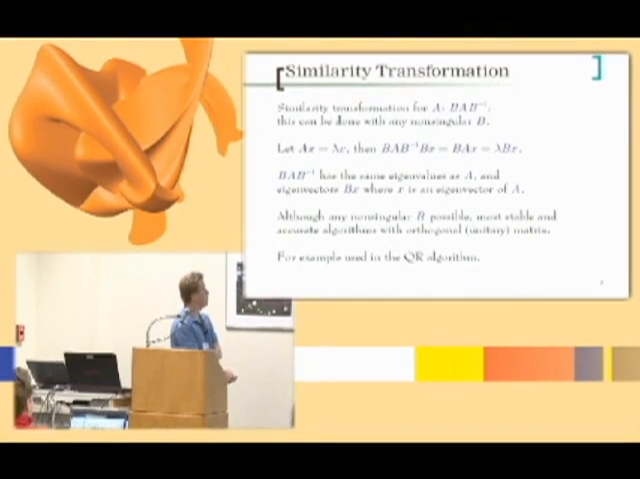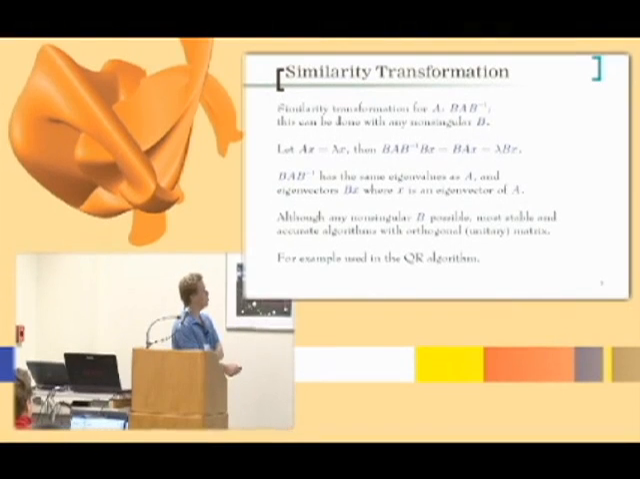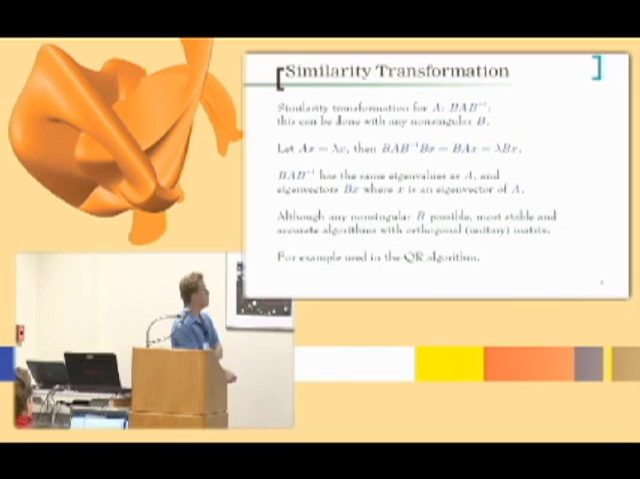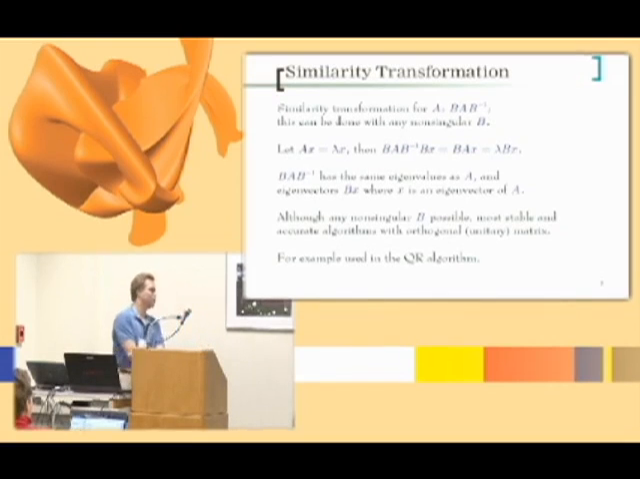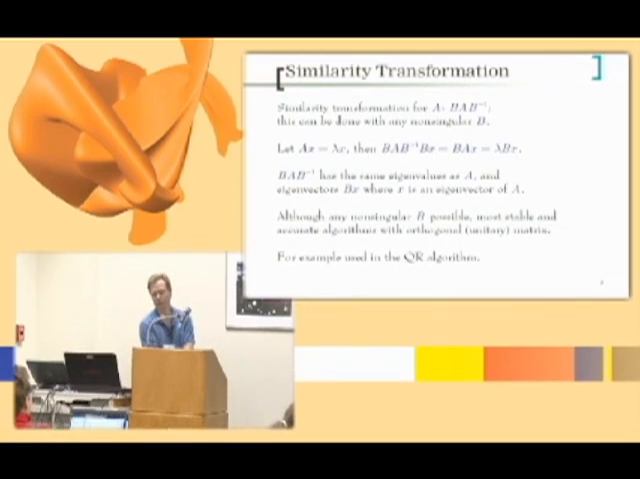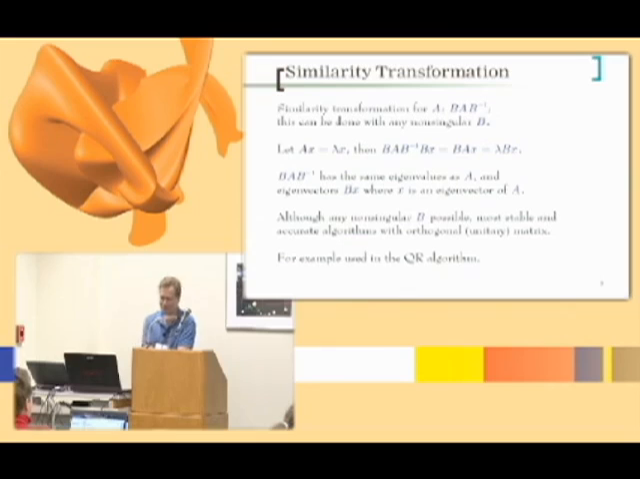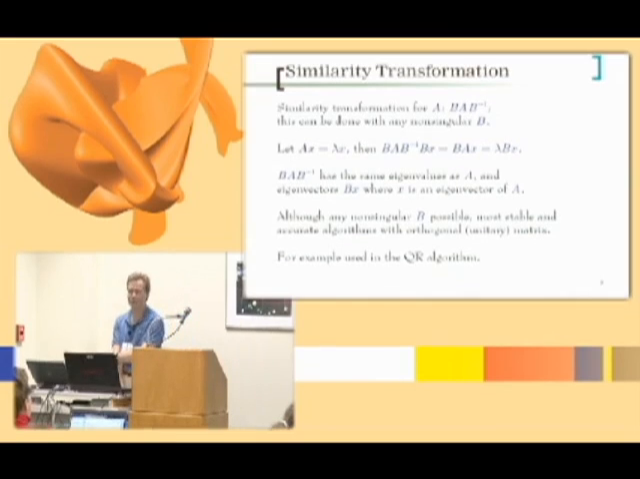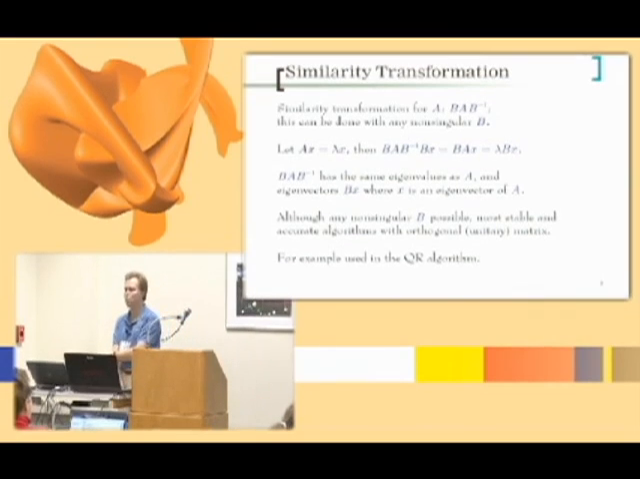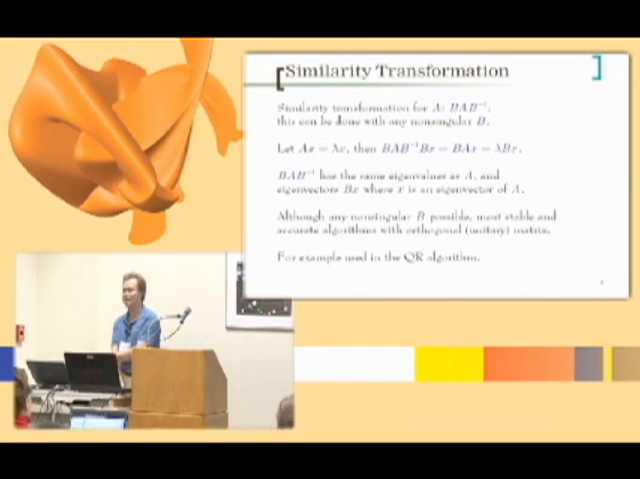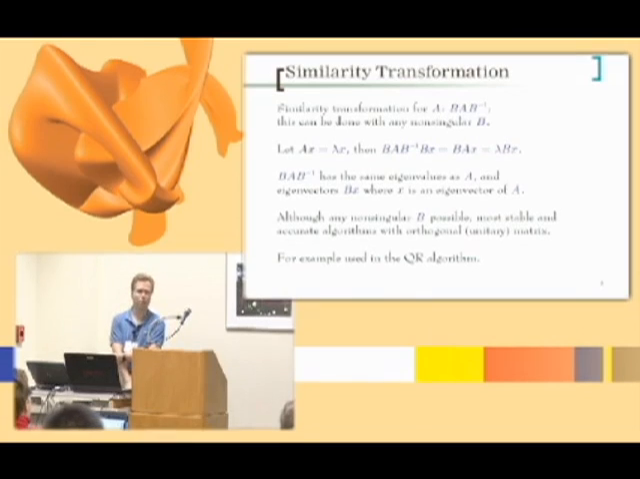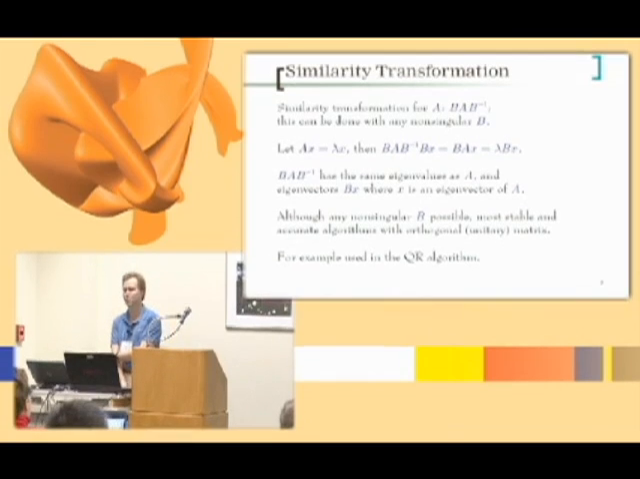We call this a similarity transformation, and in principle every non-singular B is possible, but it's most stable and accurate to work with orthogonal matrices. We'll see that in applied mathematics and a lot of engineering, we try to come up with basis functions that give relatively well-defined problems. They give nice matrices. They're not too ill-conditioned and so on.